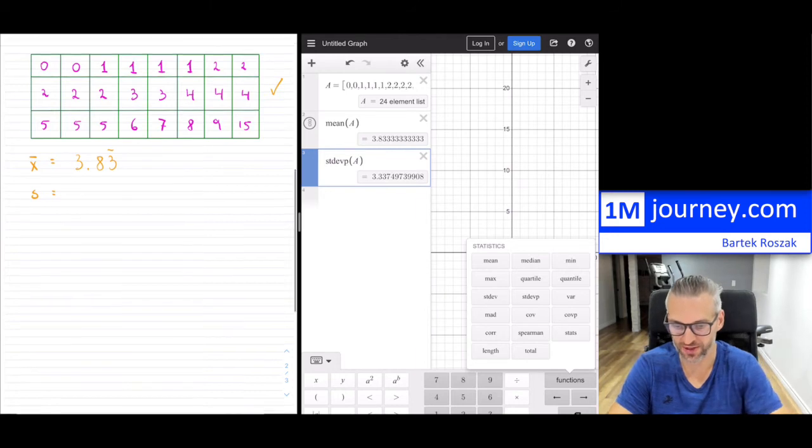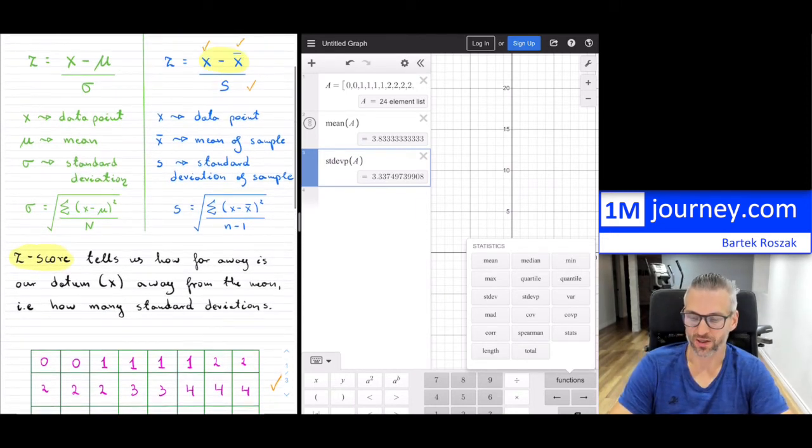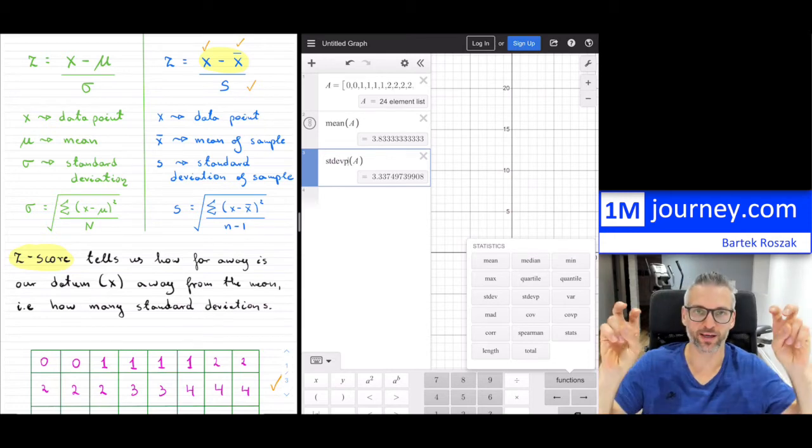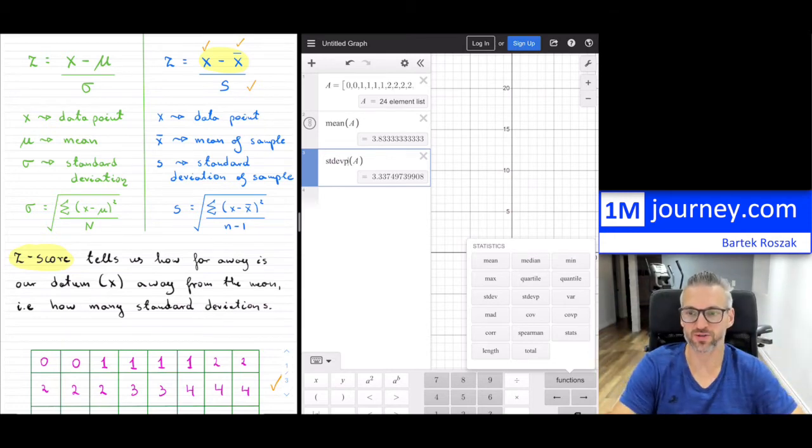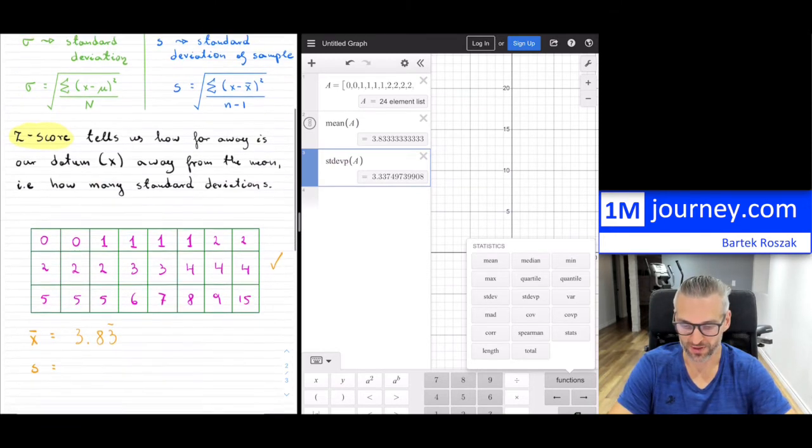The only difference, as you can see there, is that for a population the standard deviation is divided by capital N, which means all the elements, the total number of elements. And for a sample, it's divided by n-1 for standard deviation purposes.